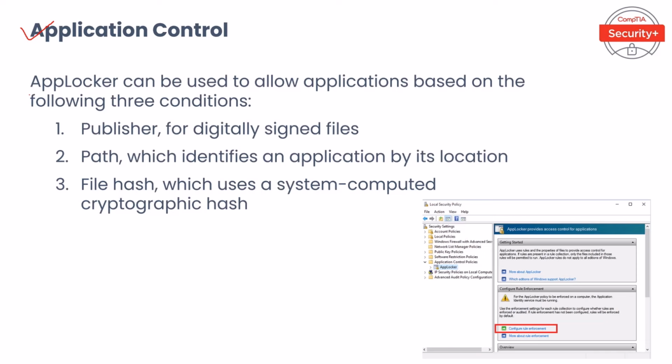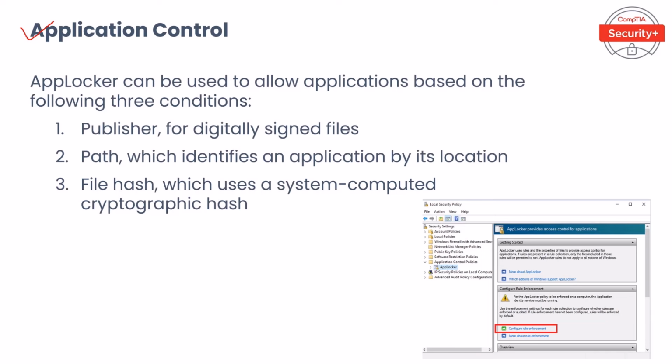In an application allow list, an organization approves software applications that are permitted to be used on assets. Only those approved applications can be run. The primary purpose of an allow list is to protect resources from harmful applications.